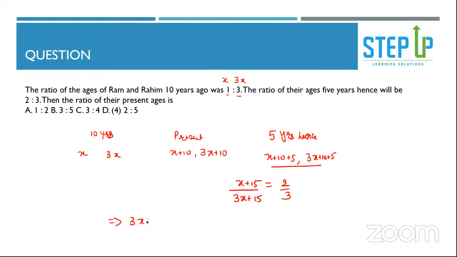This will be 3 into X plus 15 equals 45, 6X plus 30. So solving this, 3X will come to this side, 30 will go to that side, 15 is equal to 3X, or X is equal to 5. So this will be 5 plus 10, 15. And this will be 5 into 3, 15 plus 10, 25. So yes, the answer is 3:5. I hope that's clear to everyone.